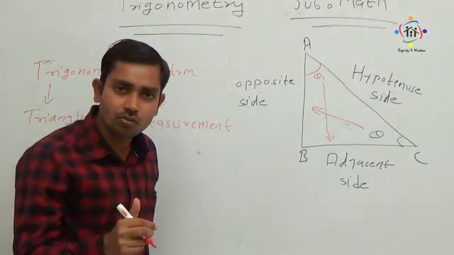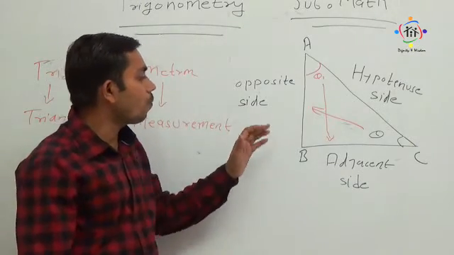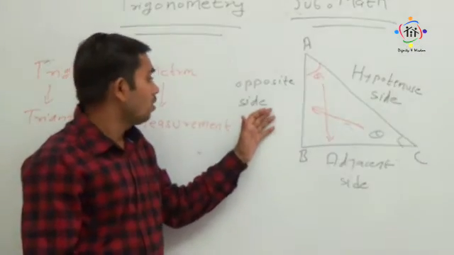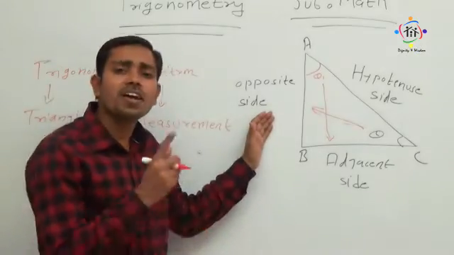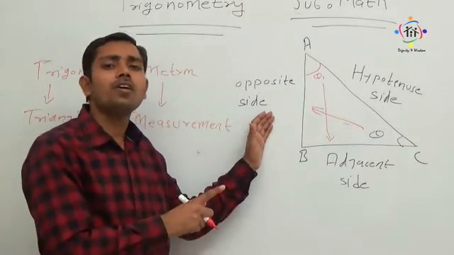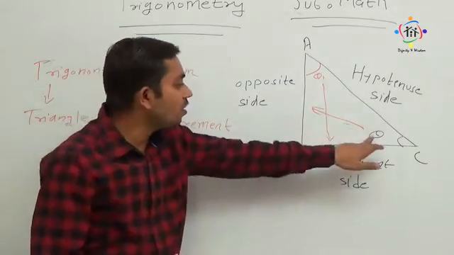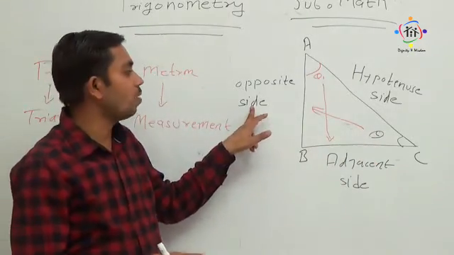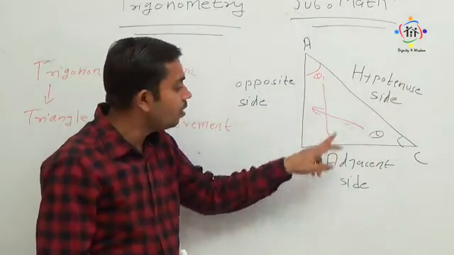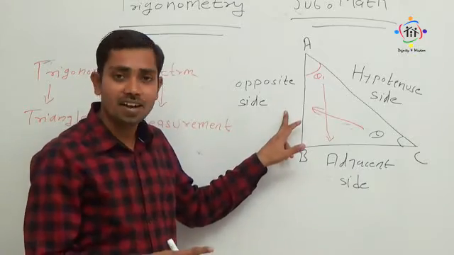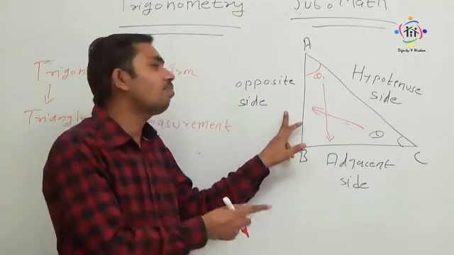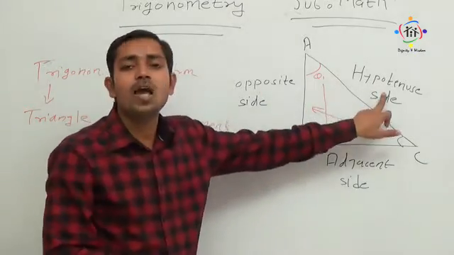So notice it, my dear students. There will be different opposite sides with respect to different theta. Whichever angle you are talking about, the corresponding side will be the opposite side. If you are talking about this theta, then this will be the opposite side. If you are talking about this theta 1, this will be the opposite side. And the other side will be the adjacent side. And the largest side of these three sides is called the hypotenuse.